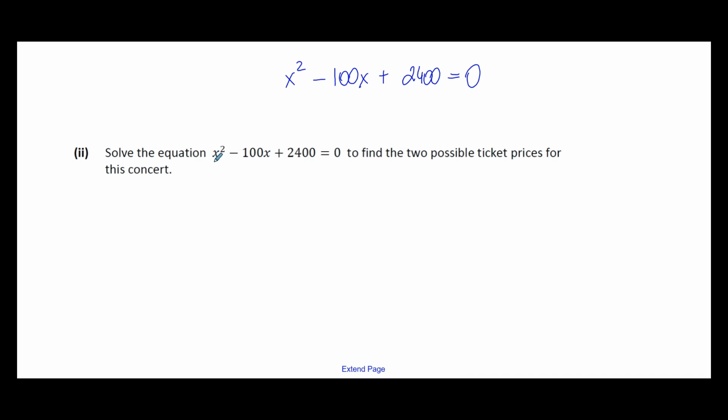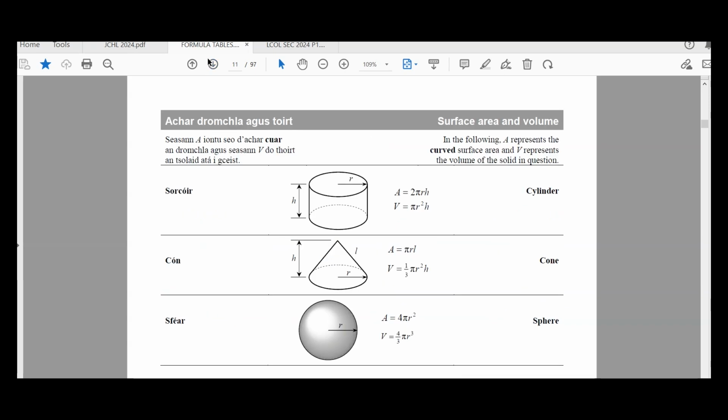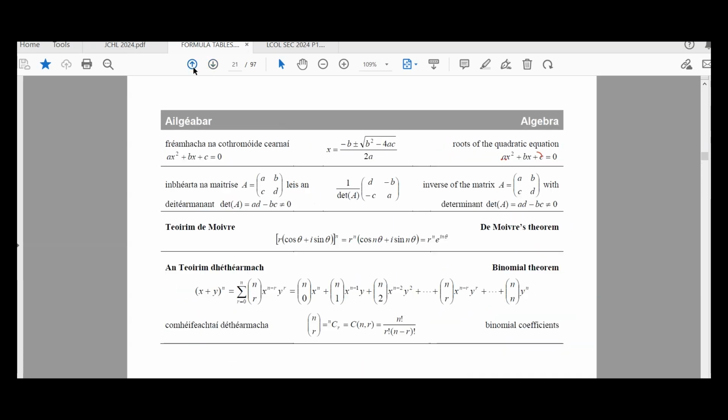Okay, next part. Solve the equation to find the two possible ticket prices for this concert. How do we solve it? When you have a letter to the power of 2 in any calculation, doesn't matter what part of maths, what do you think about? Minus b formula. Okay, let's get our minus b formula from the table. Where is it? Page, I think, is 20. Oh, I bypassed it. Page 20, that's where it is.